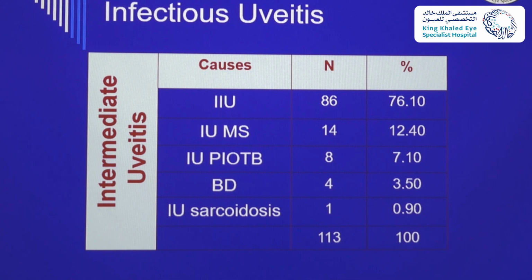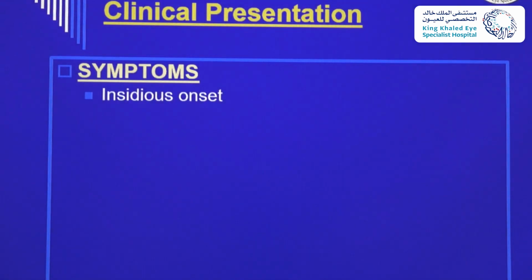Multiple sclerosis as a cause of intermediate uveitis is almost 12% of the patients. And then we go to the infectious causes. We have presumed intraocular tuberculosis in almost 7% of the patients. Behçet disease is 3% of the patients. Sarcoidosis is almost less than 1%, because it's not common in our countries when you compare it with the Eastern, or even the Western populations. Sarcoidosis is too common there. So put this in your mind.